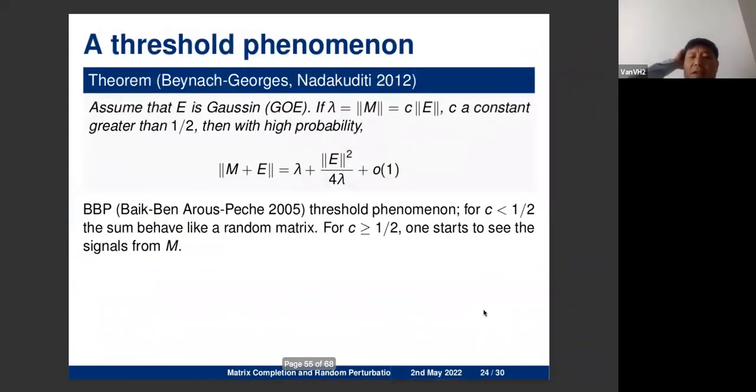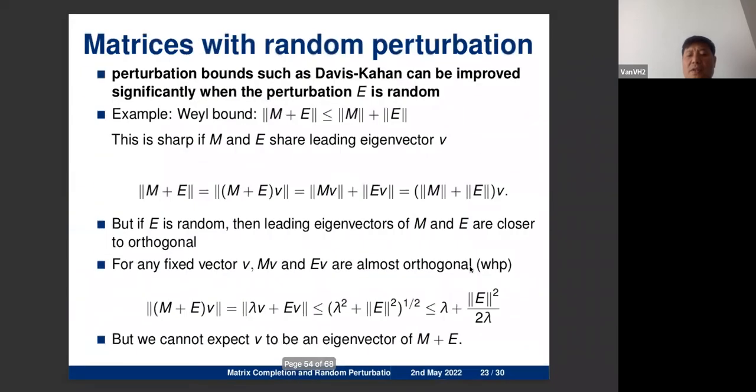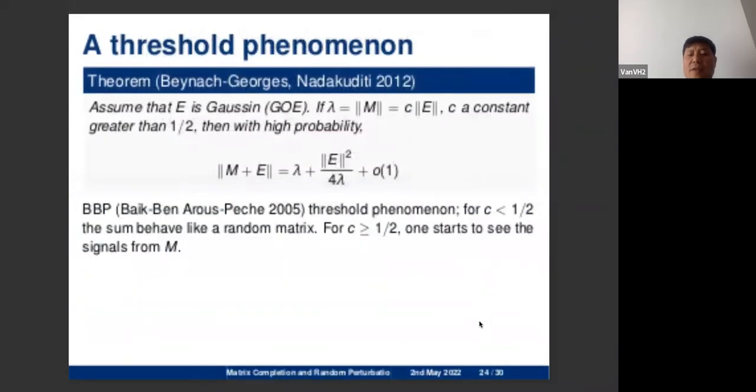Okay, this actually is a theorem. Quite well known, actually, by Benaych-Georges and Nadakuditi about 10 years ago. They consider GOE and consider a matrix M where the lambda of M is at least half the norm of E. Then with high probability, the norm of M plus E would be this number. It's very close to the formula you saw before. It's just some difference in the constant. 1/2 here becomes a quarter.